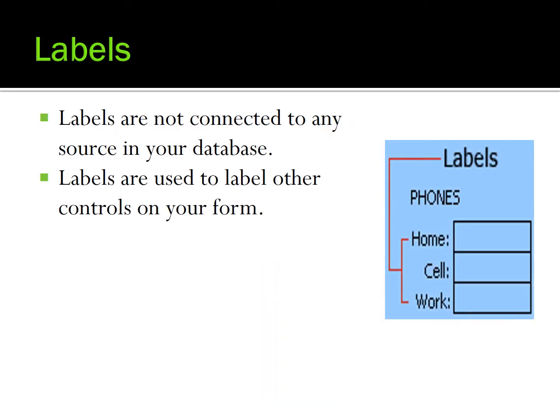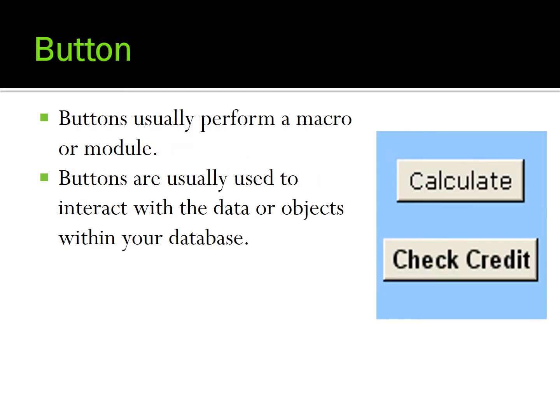And next control is label. A label will always be text and an unbound control. Normally labels are not connected to any source in your database. Labels are used to label other controls on your form, such as text boxes. Button control. This is another type of popular control. This command button usually performs a macro or module. Buttons are usually used to interact with the data or objects within your database.